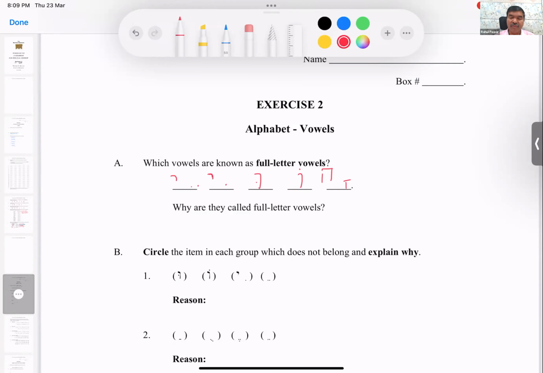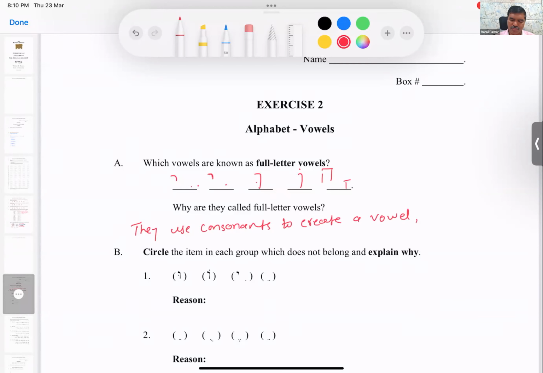Why are they called full letter vowels? Can anyone tell why they are called full letter vowels? Because they use consonants in its formation. Yeah. They use consonants in their formation, to create a vowel. That's why it is called a full letter vowel.